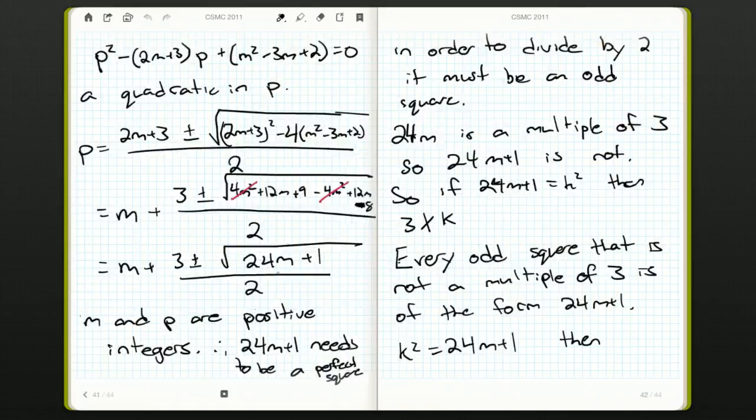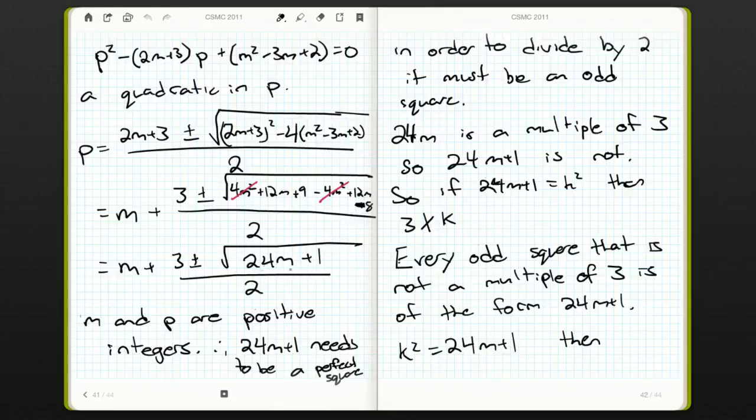Well, we're trying to find values for this 24m plus 1. I know it's actually been a little while, several minutes, since I've been talking about our original problem. I've been starting to talk about odd squares. But we're trying to find integer values for the square root of 24m plus 1. That means it's got to be a square.